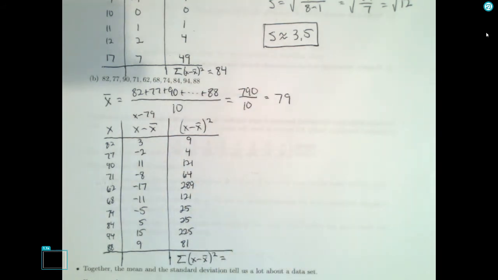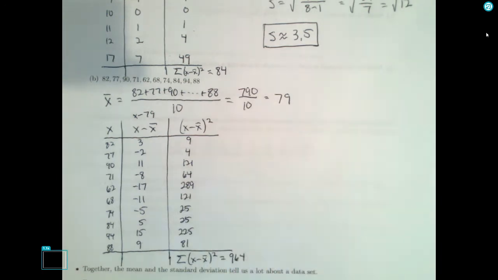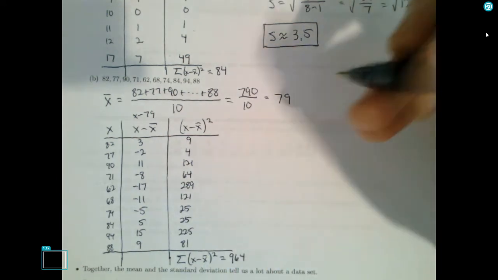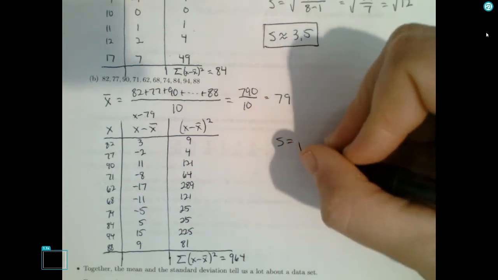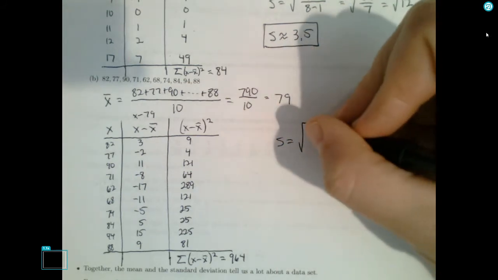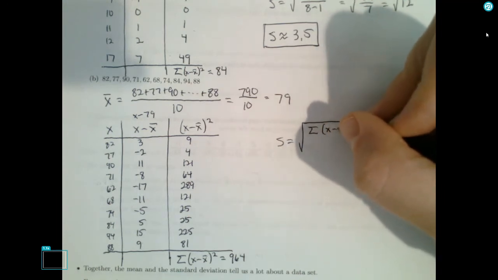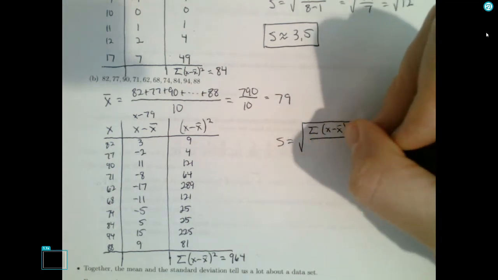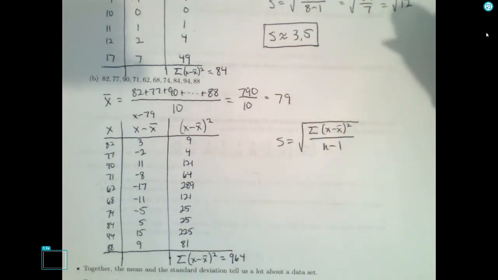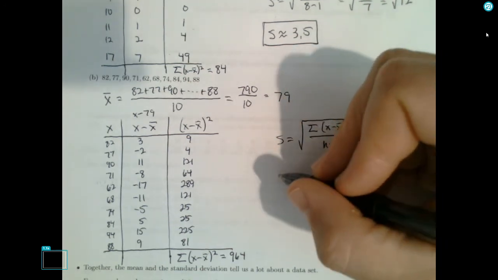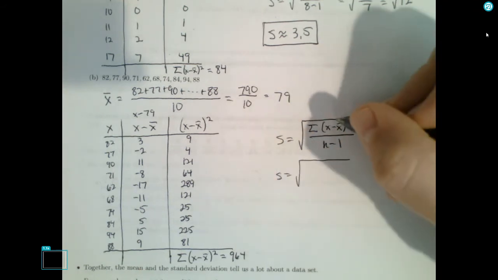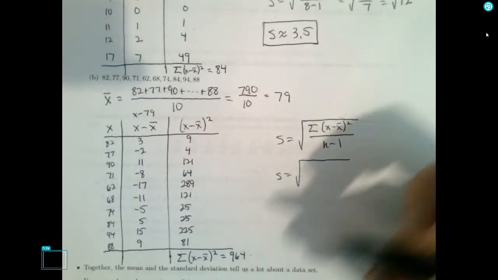And we have 9 plus 4 plus 121 plus 64 plus 289 plus 121 plus 25 plus 25 plus 225 plus 81 equals 964. Okay, so the standard deviation is the square root of the sum of the squares of the deviations divided by n minus 1. So in this case, I know that this whole chunk of the formula I've already done, that's 964.